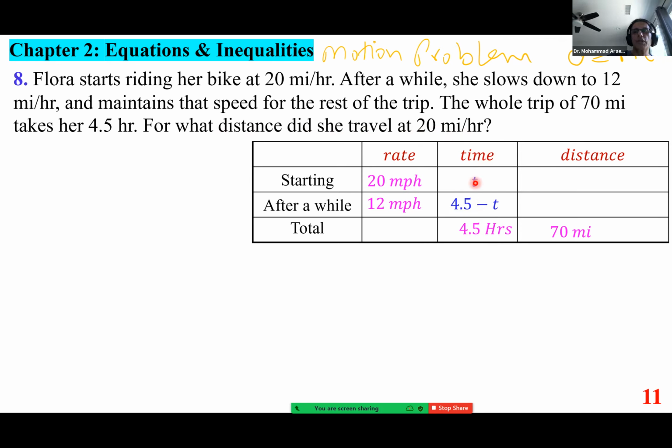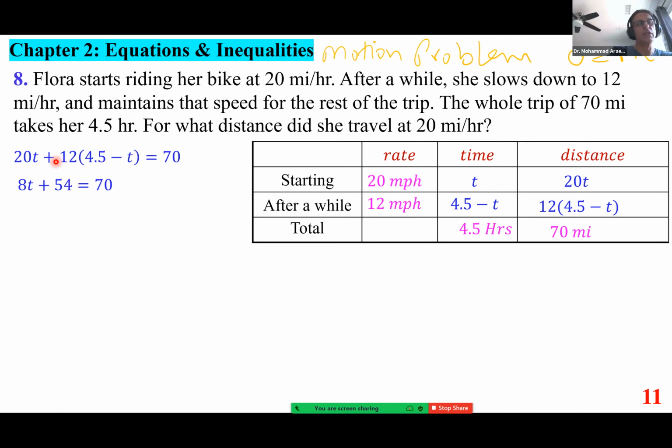So 20 times T goes here, 12 times 4.5 minus T goes the distance for here. So this is 20T. This is 12 times 4.5 minus T. They must add up to give us total distance of 70 miles. And all you have to do, just distribute, do the math, and we are done.